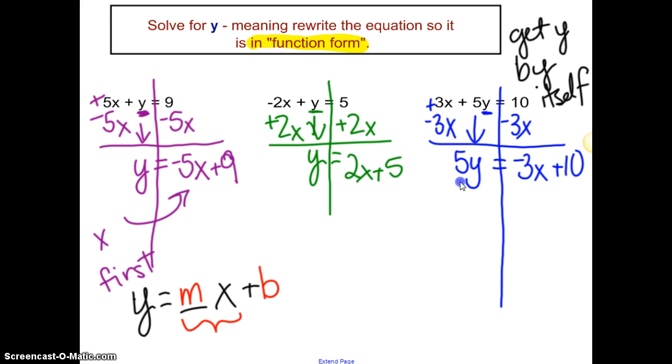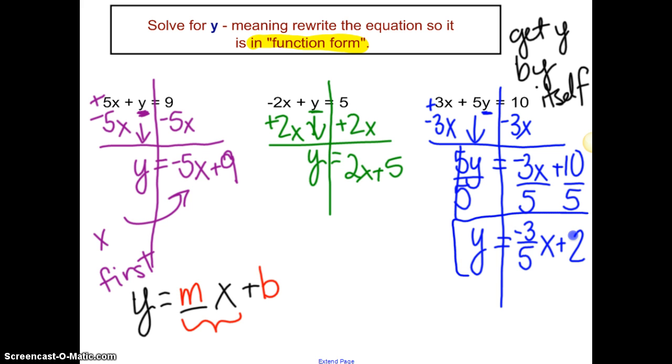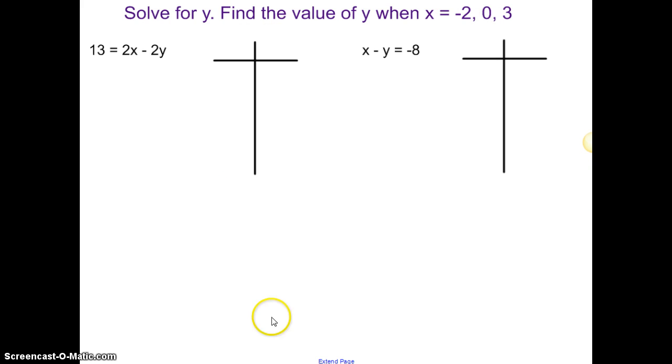Now, this 5, we've got to deal with that. I divide by 5, and distributive property says it has to go through everything. So I'm just going to write it under everything. If that's true, I get 1y left. And over here I get negative 3/5 x plus 2. There we go.